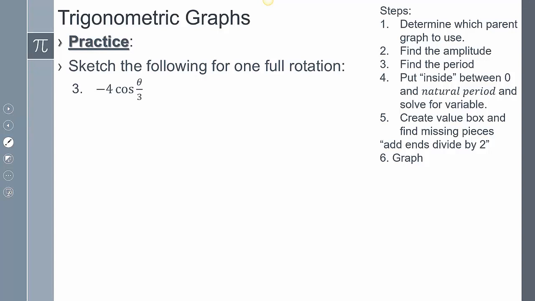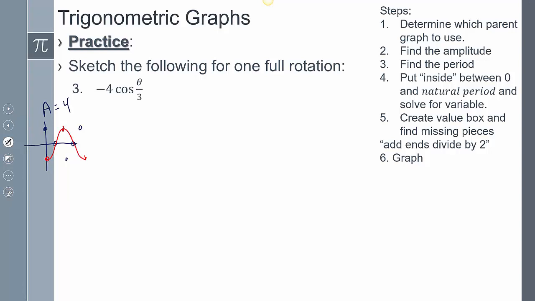So look at the next one. We said that these first 3 steps are all about describing the graph. And so the things that I know are, like, my amplitude. I know that my amplitude is going to be 4. My parent graph is cosine. And so cosine normally looked like this. But because there's a negative in front of there, we don't have a negative amplitude, but that negative means a reflection. So it's going to go down here, it's going to go up, and it's going to go back there. And so my graph will look something like that.